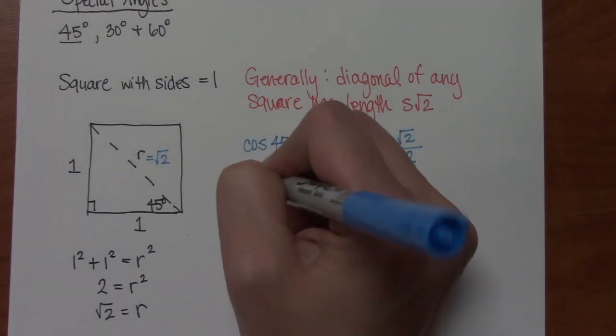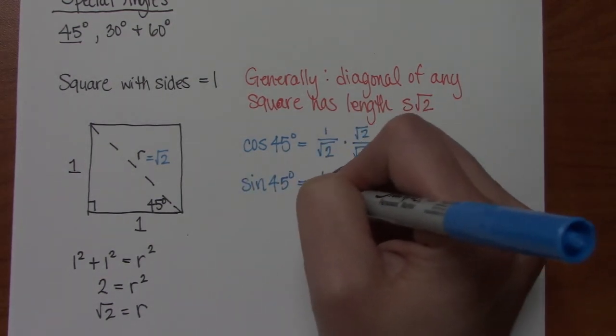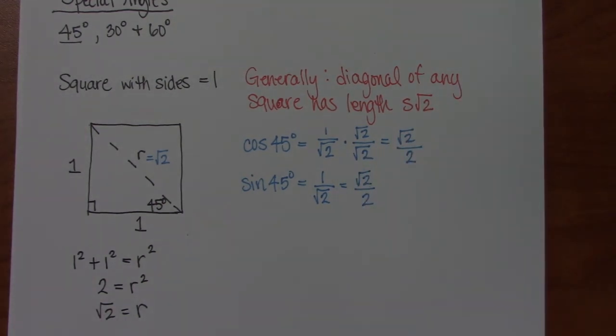So if we do sine of 45 degrees, well, the adjacent side is 1, right? The hypotenuse is the square root of 2. So this is also square root of 2 over 2. So sine and cosine at 45 degrees are the same.